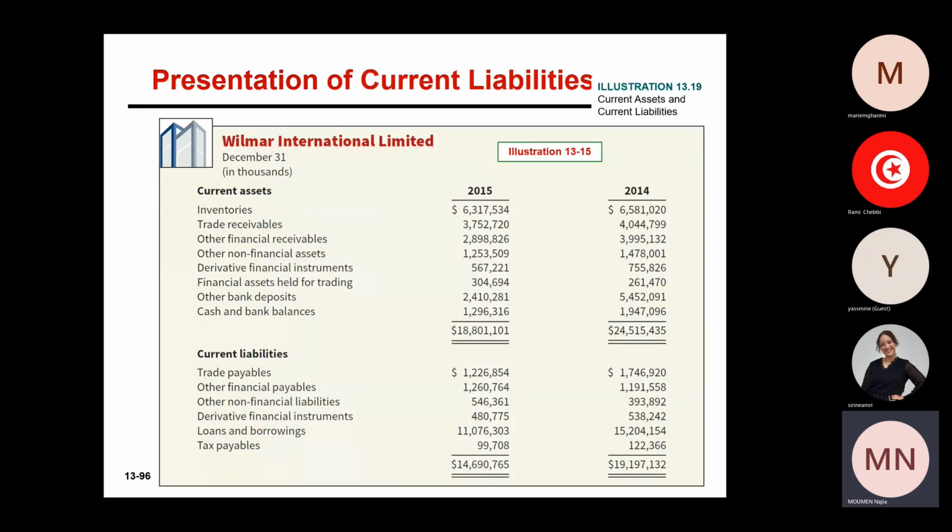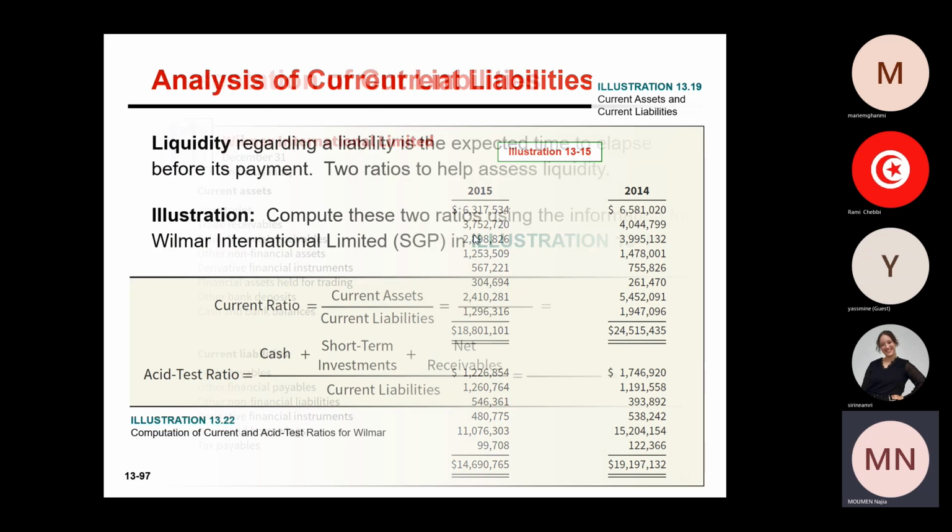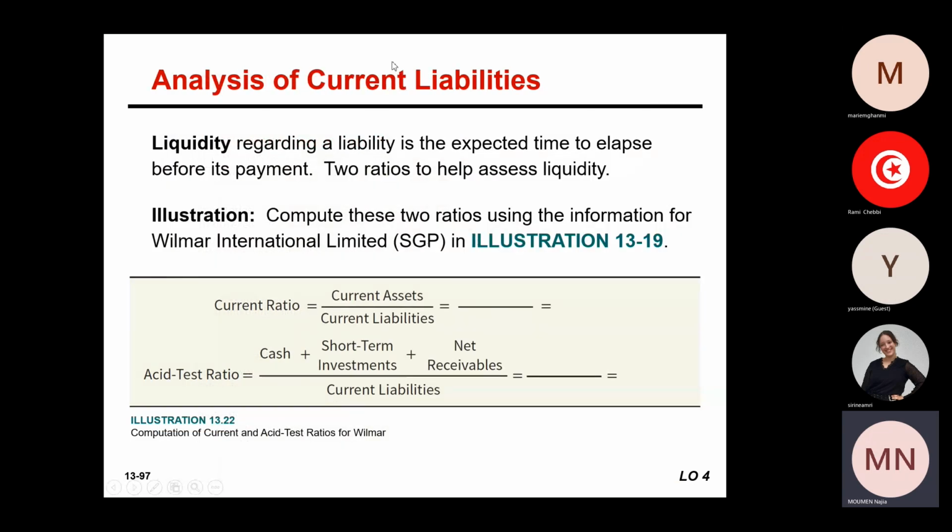Here we have an example of this current liability section. We have trade payables, other financial payables, other non-financial liabilities, derivative financial instruments, loans and borrowings, and taxes payable. This is just a snapshot of Wilmar International Limited, with the current liabilities section in a comparative financial statement for 2014 and 2015. You'll see the trend within the current liabilities, but also within the current assets, okay? So this section is also important in financial statement analysis.